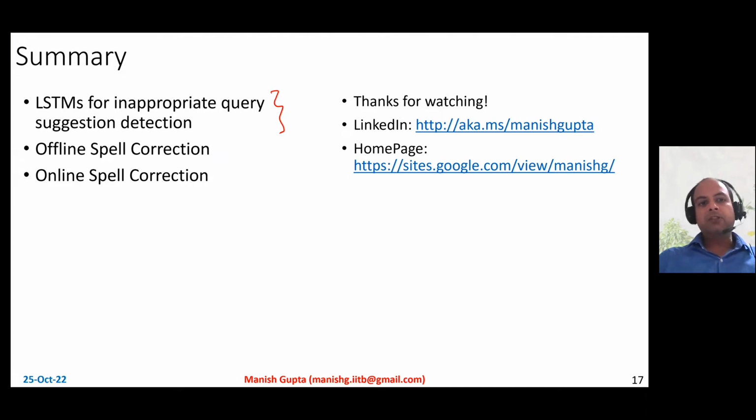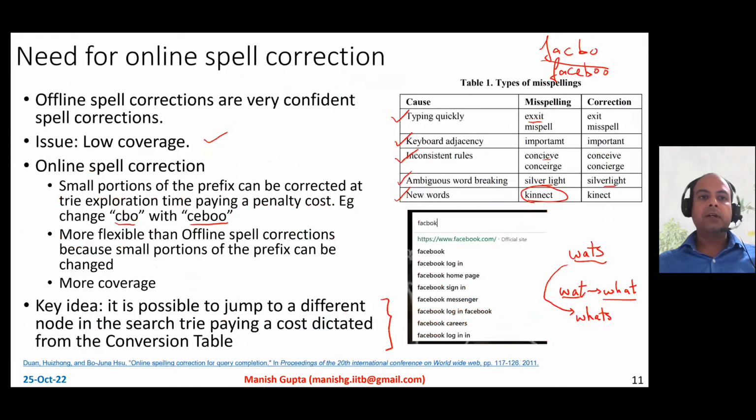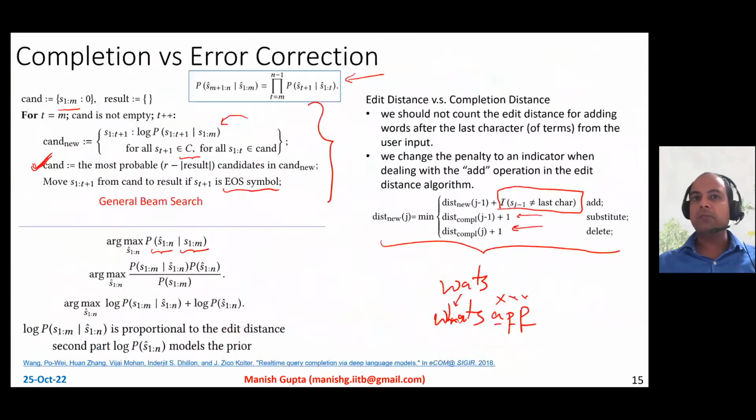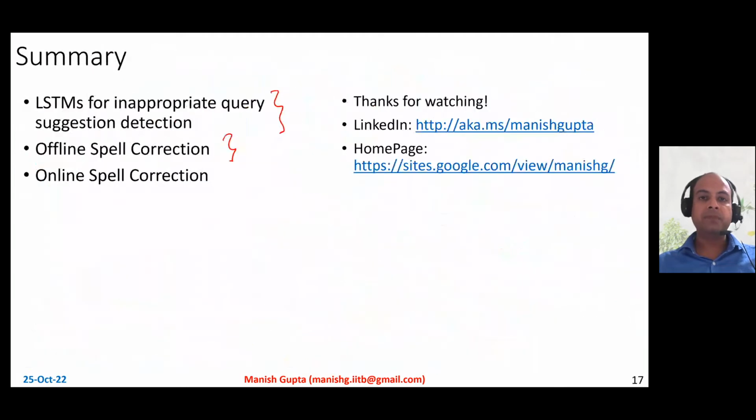We also talked about offline spell correction using the soft masked BERT method. But there are also other methods for offline spell correction. And lastly, we talked about online spell correction, where we were looking to spell correct the prefixes that users are typing in. We looked at both a deep learning based method and a non-deep learning based method.